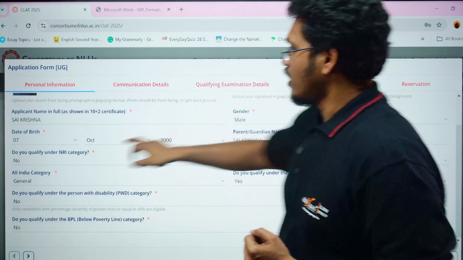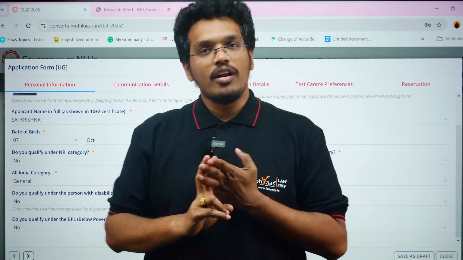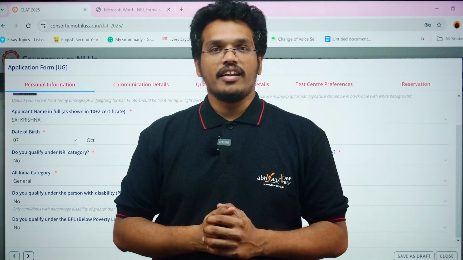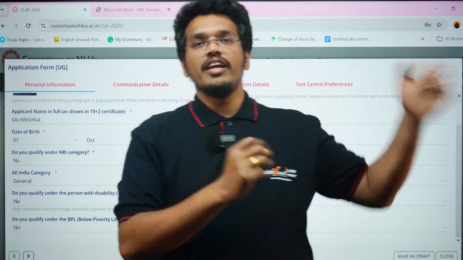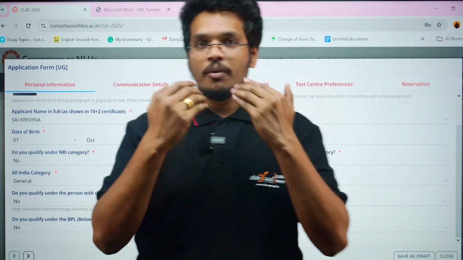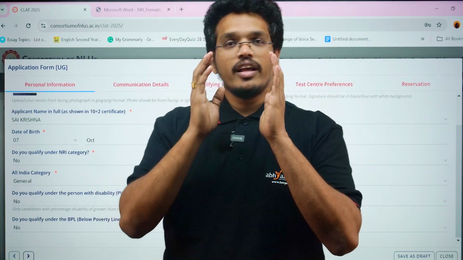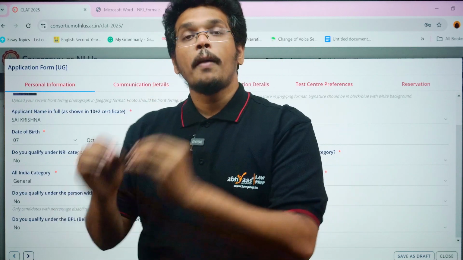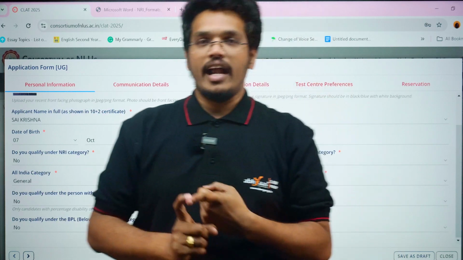Next, whether you qualify under the NRI category or the NRI sponsored category. First, what is the NRI category? You are an Indian citizen but living abroad, maybe because of your parents' employment abroad or any other reason. You are holding Indian citizenship, but you are living abroad. So you fall under the NRI category.